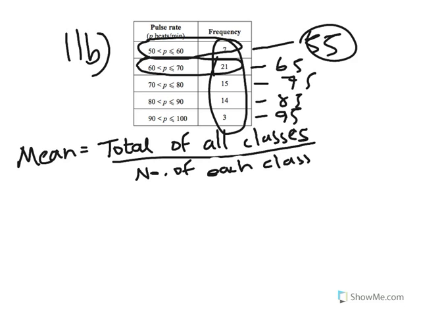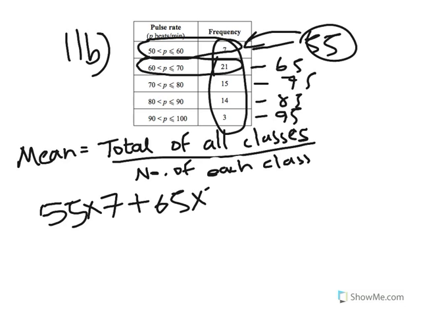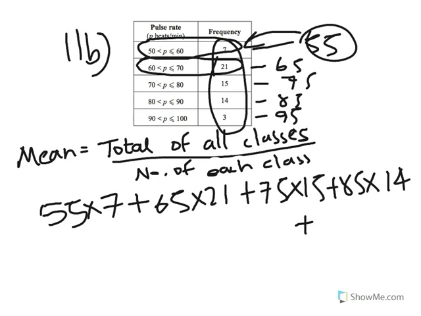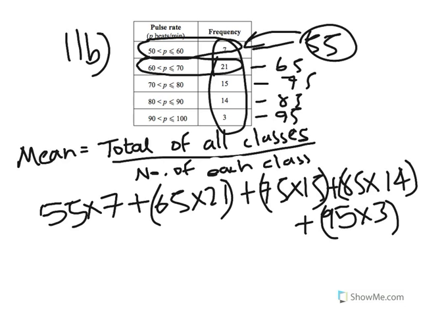So all you've got to do is take this, multiply it by the frequency for each pulse rate, and then add that all together to get the total. So you take 55 times 7, because that's the frequency, plus 65 times 21, plus 75 times 15, plus 85 times 14, plus 95 times 3. I'll just put this all in brackets so it's easier to understand.